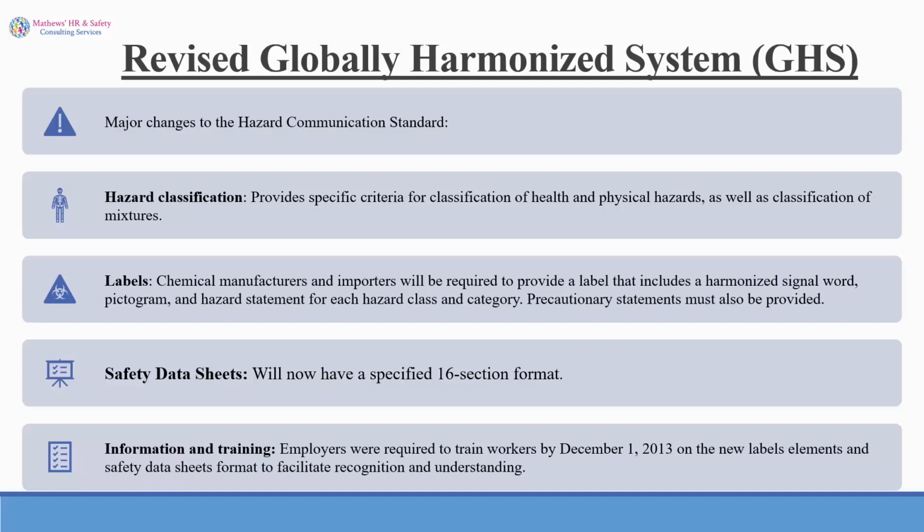The safety data sheets, formerly known as Material Safety Data Sheets or MSDS, are now just safety data sheets, and they have to have 16 sections to be compliant. And then information and training are required starting from December of 2013 forward. Anytime that a new chemical is introduced into your workplace, you also have to receive training on that.